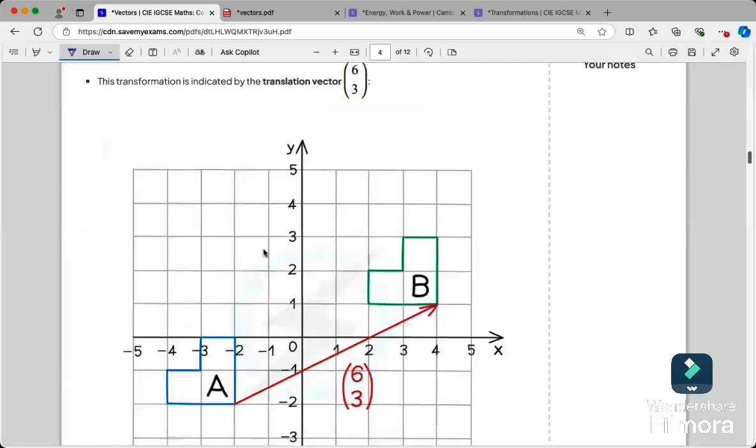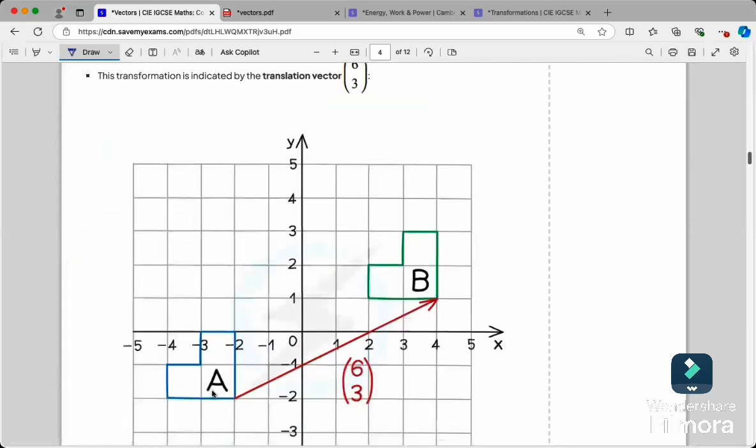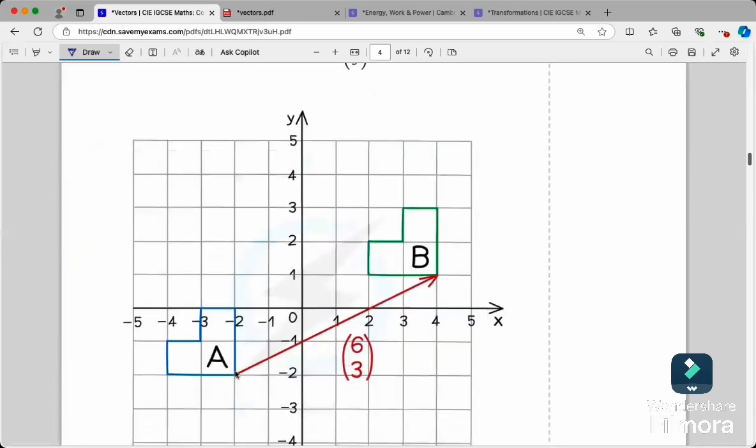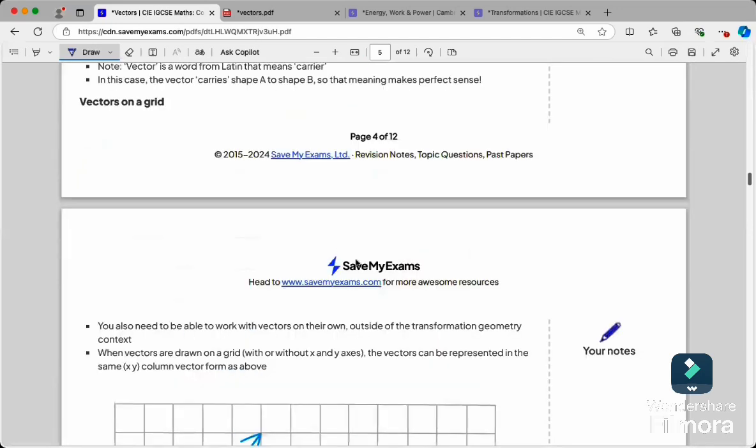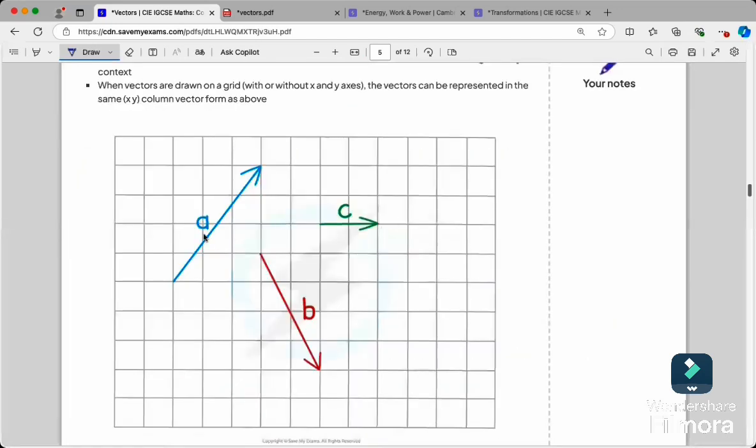If you wanted to represent this vector using a column vector, we can say that this point has been translated to this point by moving to the right 1, 2, 3, 4, 5, 6. So x is going to be 6, and going up by 3, so the y component is going to be 3. We can even represent vectors on a grid. So that was on a translation.